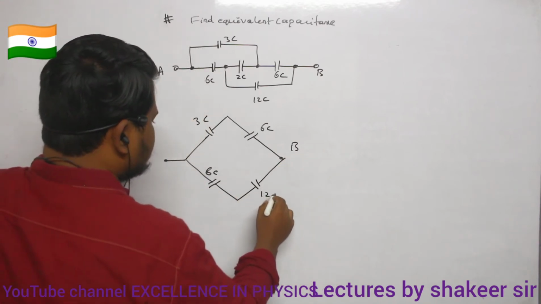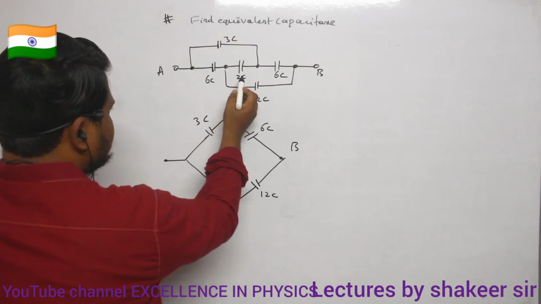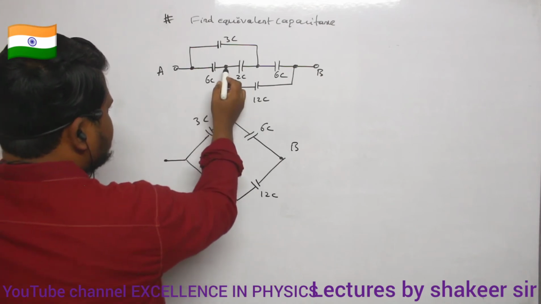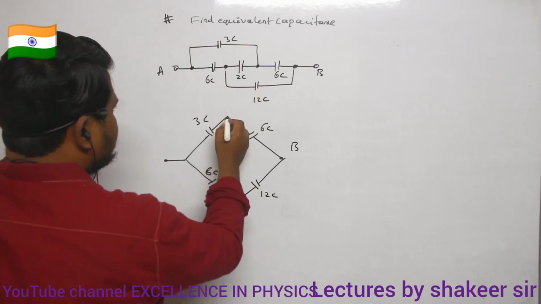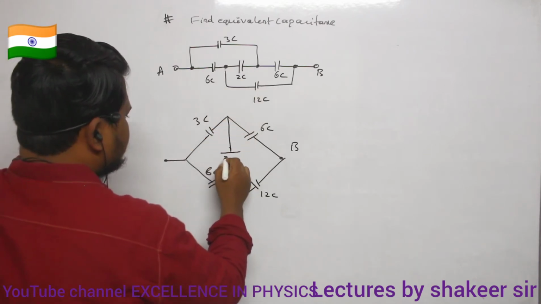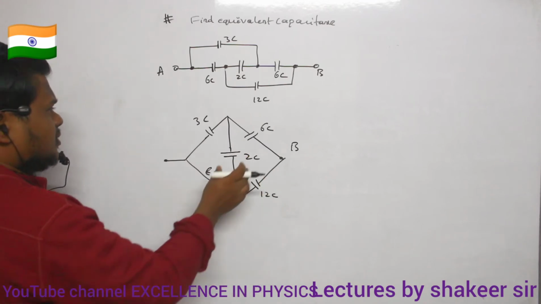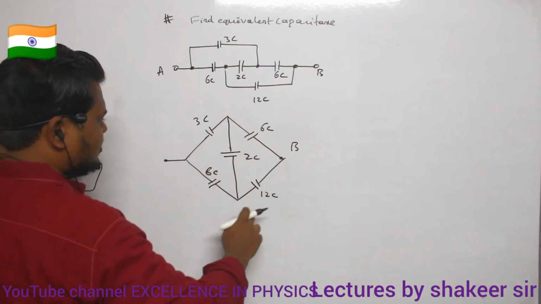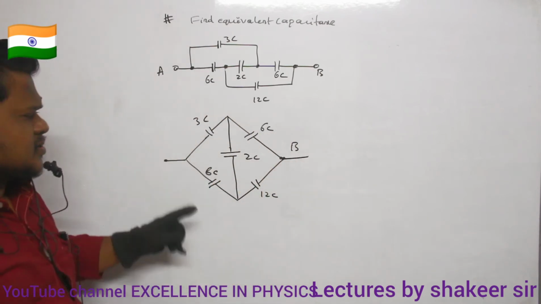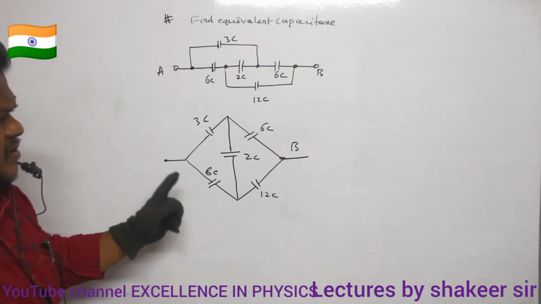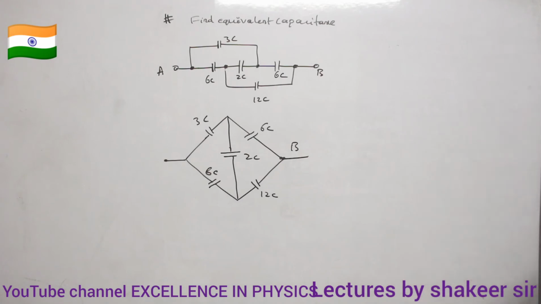So this is a 12C capacitor. Clear? Then what about this 2C capacitor? So the 2C capacitor is present in between a 6C and a 3C capacitor. Okay? It means that this 2C capacitor is present here. So this is the 2C capacitor. Are you able to understand? So this diagram has converted into a Wheatstone bridge. Okay. So now the question is, is this a balanced Wheatstone bridge or an unbalanced Wheatstone bridge? Can you say?